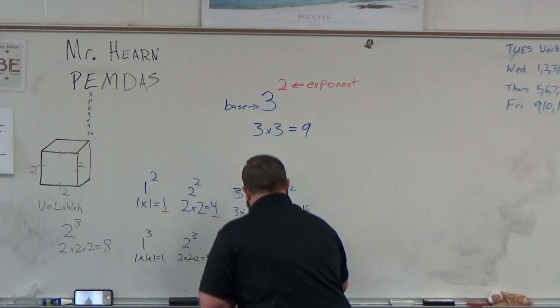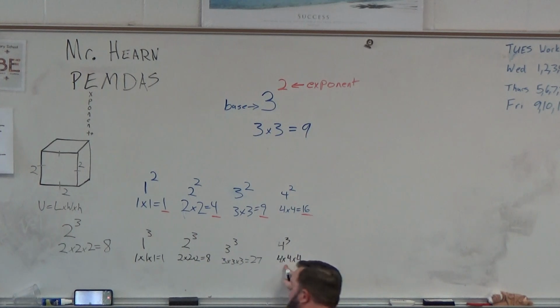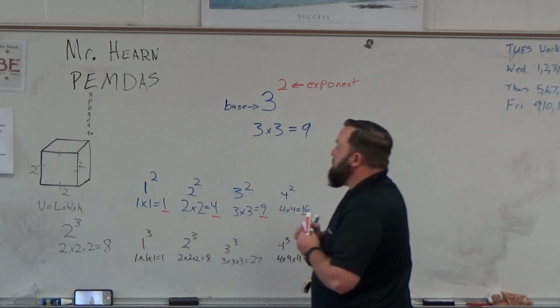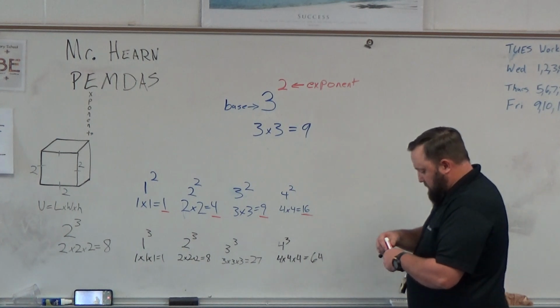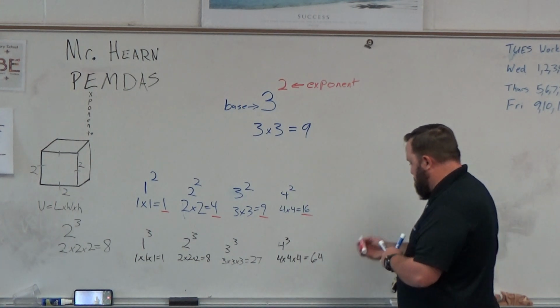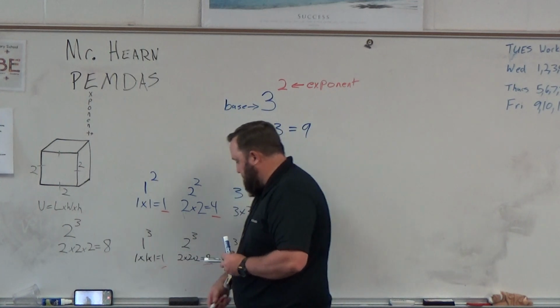4 cubed. Let's get down here a little bit because I know I'll start writing crazy. 4 times 4 times 4. So 4 times 4 is 16, 16 times 4 gives me 64. Now, these are what we call our perfect cubes. And you'll find some of these do repeat. There is a little bit of a connection there.